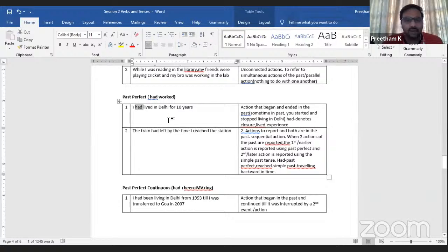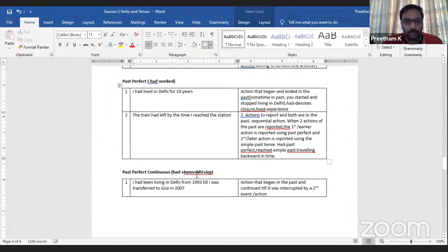You can even just say I lived in Delhi for 10 years. That conveys a different meaning. It just says earlier you lived in Delhi, but not in present and future. When you say I had lived in Delhi, you're just talking about the past and you don't have any intentions of going and settling there in future. The train had left by the time I reached the station.